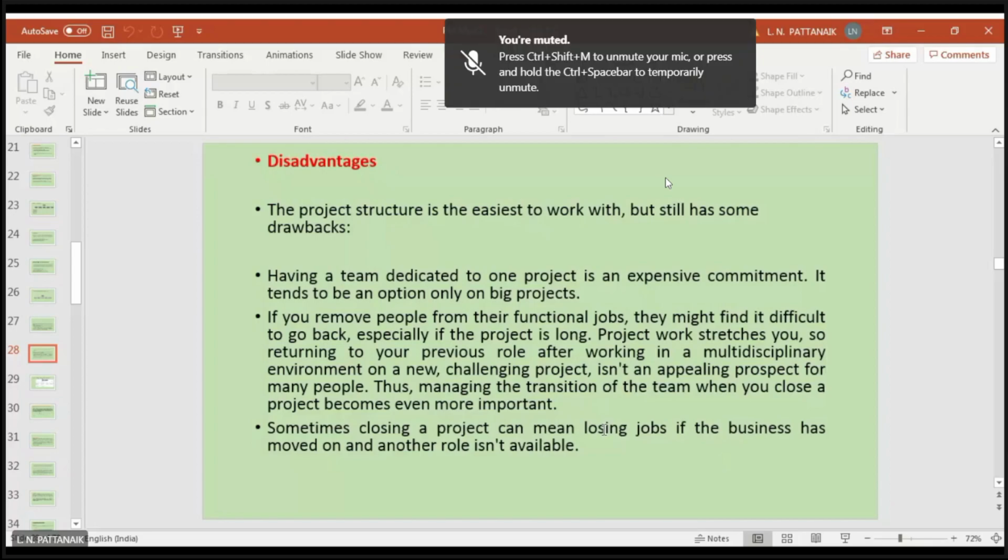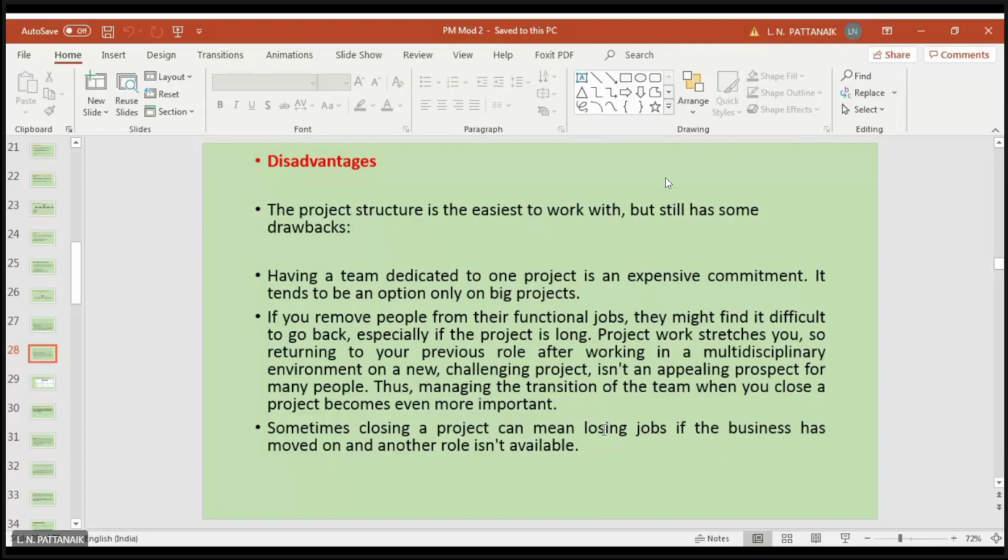So returning to your previous role after working in a multidisciplinary environment on a new challenging project is not an appealing prospect for many people. Thus, managing the transition of the team when you close a project becomes even more important. Sometimes closing a project can mean losing jobs if the business has moved on and another role is not available. Okay, so these are some disadvantages from the perspective of the people who are engaged in that project.